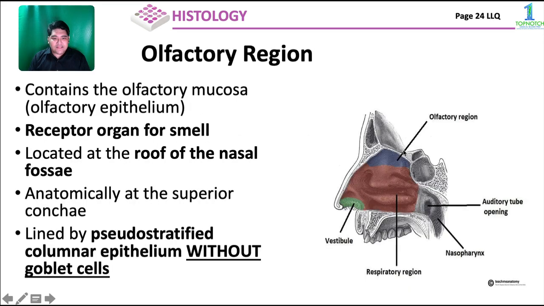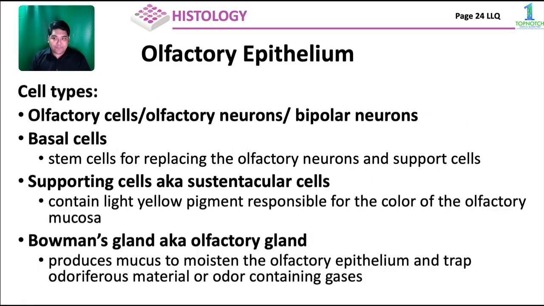Important in the region of your nasal cavity is your olfactory region, because in the olfactory region, that's where your olfactory mucosa is, which houses your olfactory epithelium. Grabe naman, dami naman olfactory nun. Okay? So this is the receptor organ for smell, located at the roof of the nasal fossa, anatomically the superior concha, and lined by your pseudostratified columnar epithelium without goblet cells.